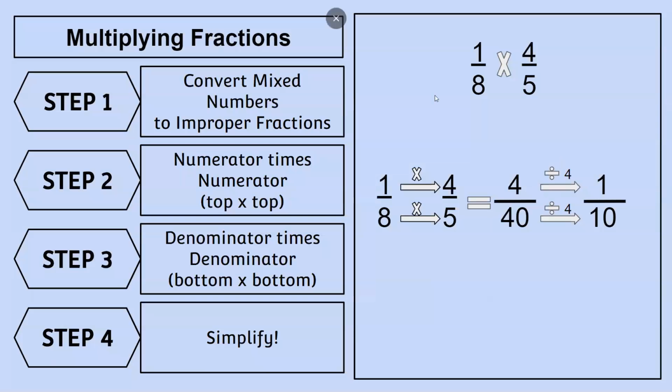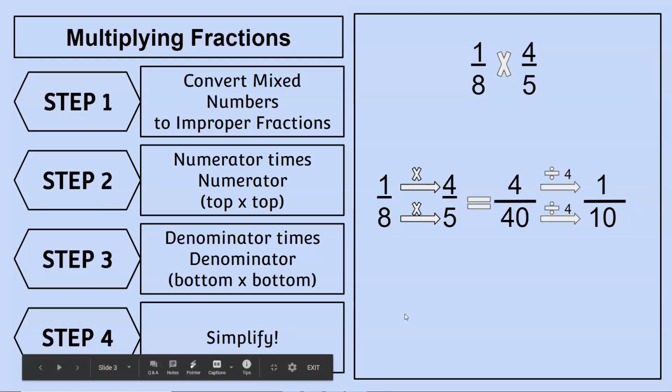Okay, next. Multiplying fractions. So when we are multiplying fractions, we're not dealing with any mixed numbers, so we can skip step number 1 for right now. We'll talk about that next class. Step 2 is numerator times the numerator, so top times the top, and then the bottom times the bottom. And the last step, which is really, really important, is simplify.